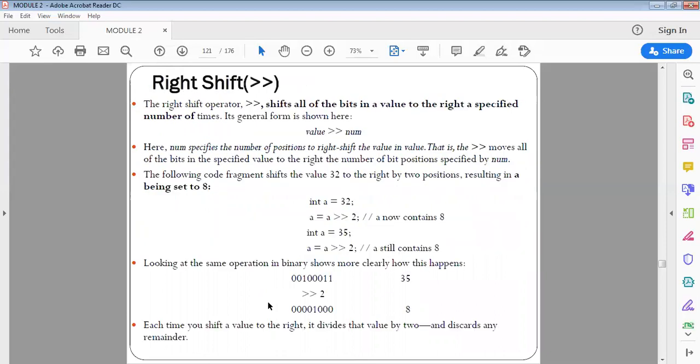So this is the right shift operator. The right shift operator shifts all of the bits in a value to the right a specified number of times, value >> num. So this is an example that can be easily solved. As you all know, the right shift means represent that in binary and shift the bits one by one.